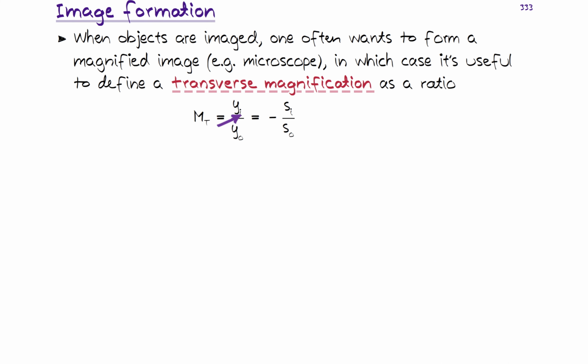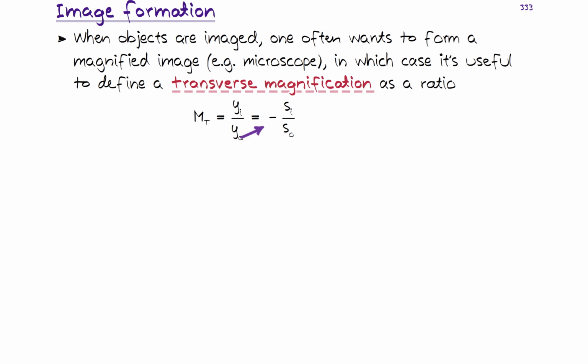And here, let me tell you already that, for example, in the previous slide, we had a figure where SO and SI were both positive numbers. And please note that I have a minus sign here, so I seem to have a minus sign in the transverse magnification. What this sign of the transverse magnification actually tells us is: is the image upright or is it upside down?